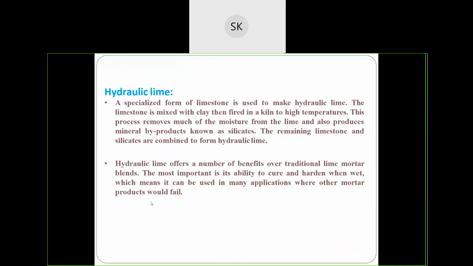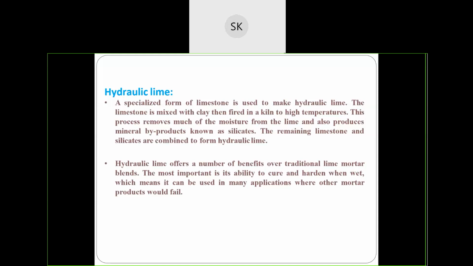And next is hydraulic lime. A specialized form of limestone is used to make hydraulic lime. The limestone is mixed with clay, then fired in a kiln at high temperatures. This process removes much of the moisture from the lime and also produces mineral byproducts known as silicates. The remaining limestone and silicates are combined to form hydraulic lime. Hydraulic lime offers a number of benefits over traditional lime mortar blends. The most important is its ability to cure and harden when wet.